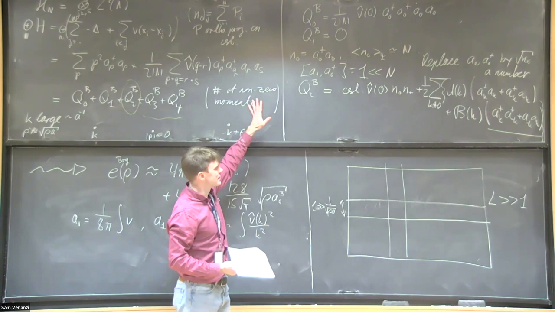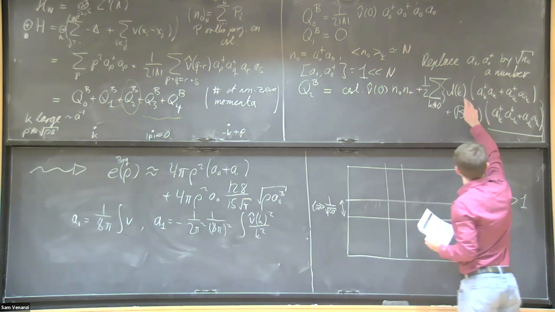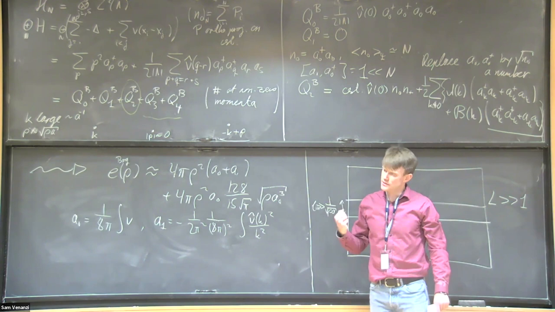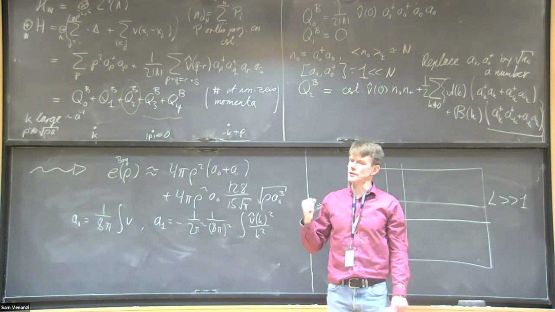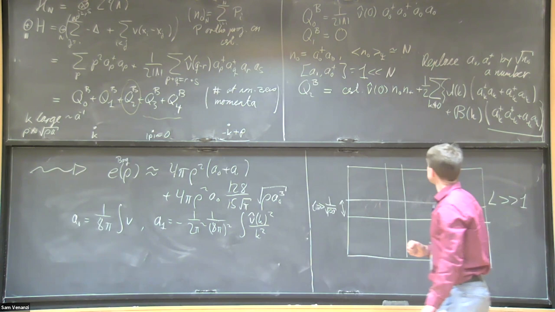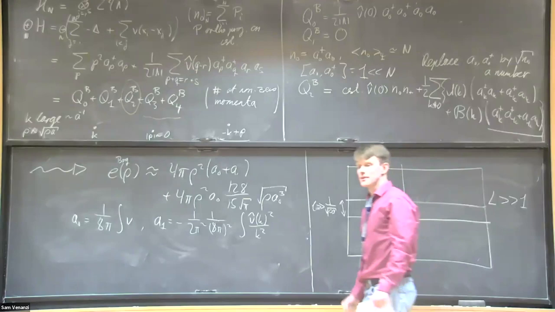But somehow this algebraic structure of the pairing of the momenta and therefore the explicit diagonalization of a relevant Bogoliubov Hamiltonian that we need to keep, and that's important. Now I think my time has run out, so I should stop here. Thank you for your attention.